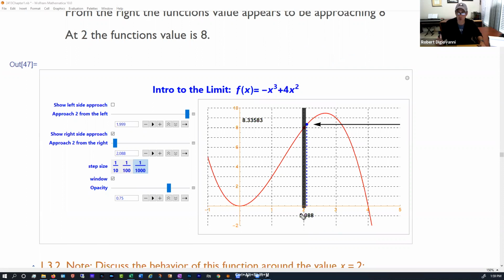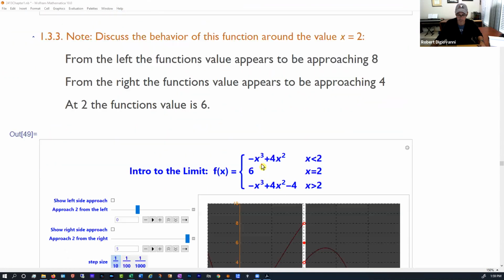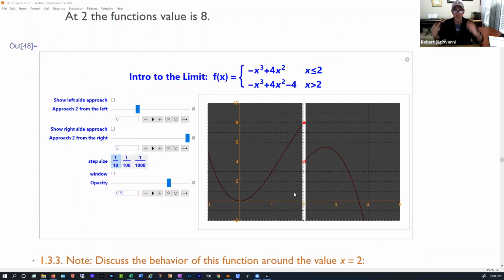Okay, I want to show you one more. I'm almost out of time, but I think it's important for me to show you one more. Okay, so here's a function. This is a piecewise function. If you were just being asked on this function to figure out what's happening at 2, can everyone see that at 2, I have a solid dot up here? My answer is 8.